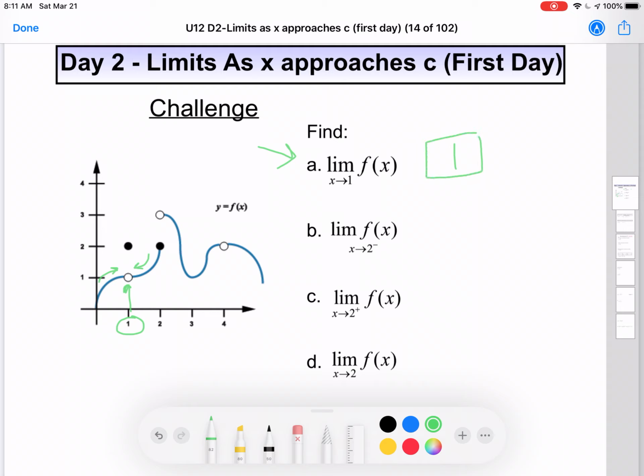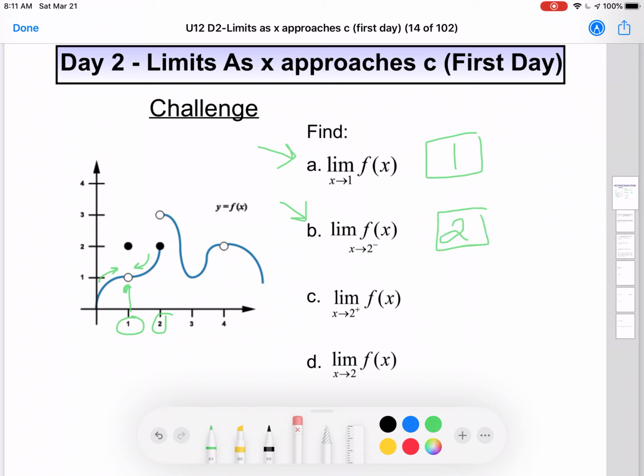Now this guy here is a one-sided limit because they want me to find the limit of the function, which really I'm just finding the y value again, as x approaches 2, but I'm coming from the left. So here's x is 2, and I'm going to come from the left. So as I come from the left, the y value is approaching 2.